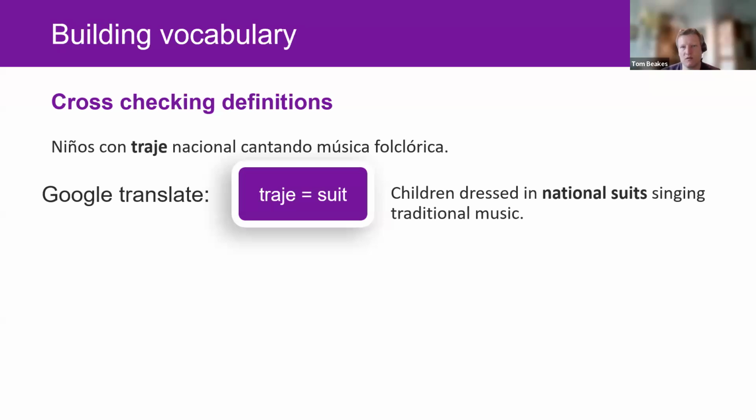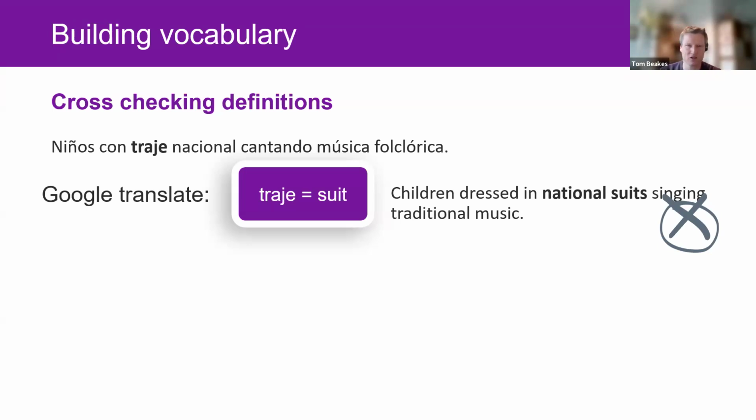And they come up with the following in English. Now, of course, if you're a proficient user of English, you probably go, that doesn't look quite right, does it? Children dressed in national suits. A suit in English is fairly specific in meaning, and it's just the suit and tie and the shirt. This isn't quite the right translation. So then you might ask the child to cross-check this word.